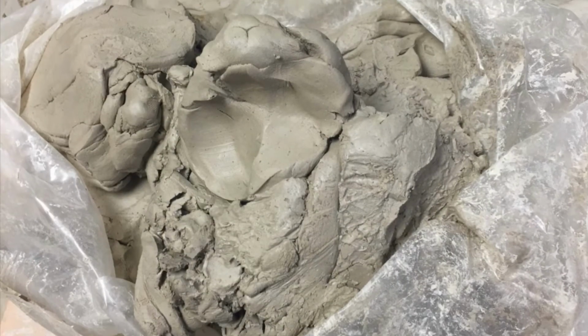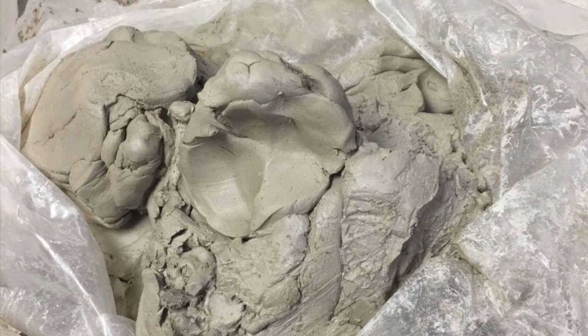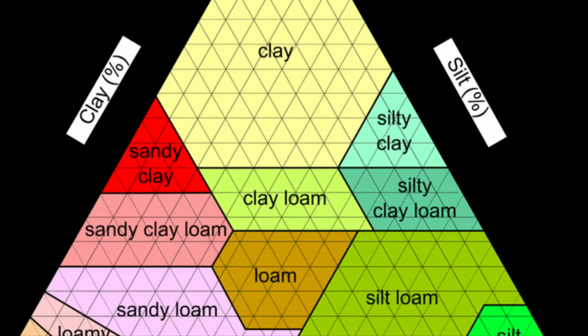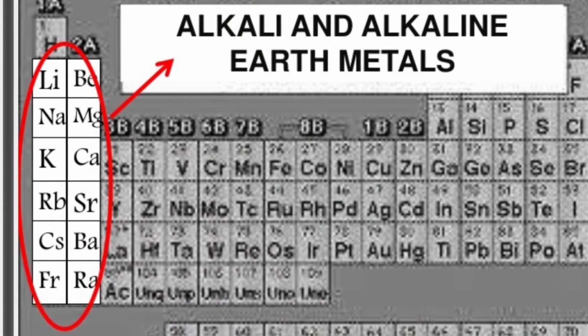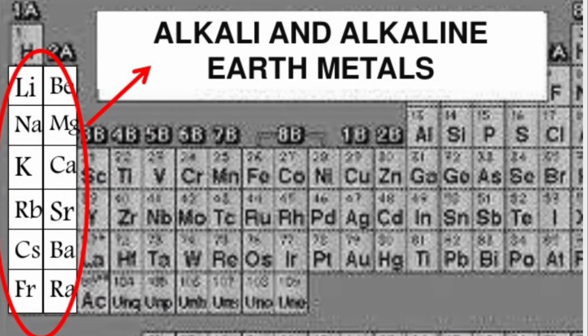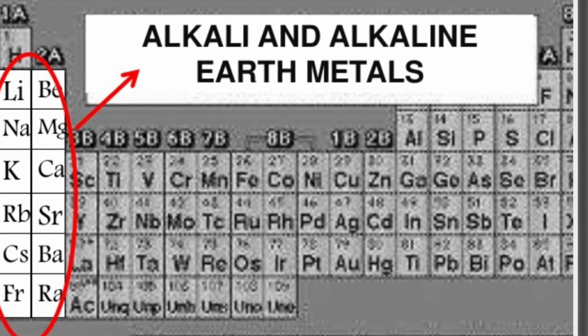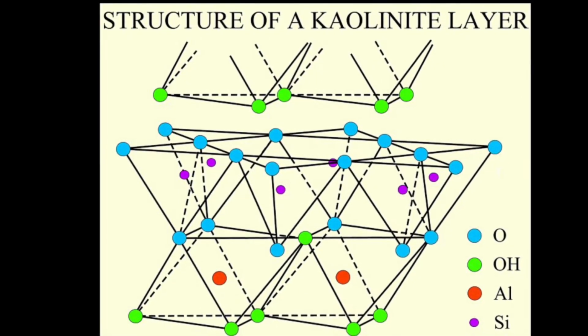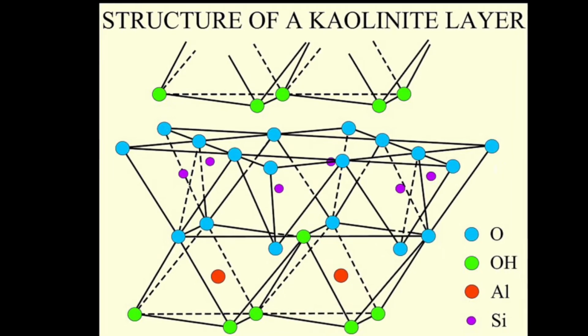So let's first start off with the composition of clay. The minerals of clay can be found in 60% of the Earth's crust. It usually contains alkali and alkaline earth metals. The most abundant are oxygen, silicon, and aluminum, followed by iron, calcium, sodium, potassium, and magnesium. The most important mineral of clays consists of kaolinite.